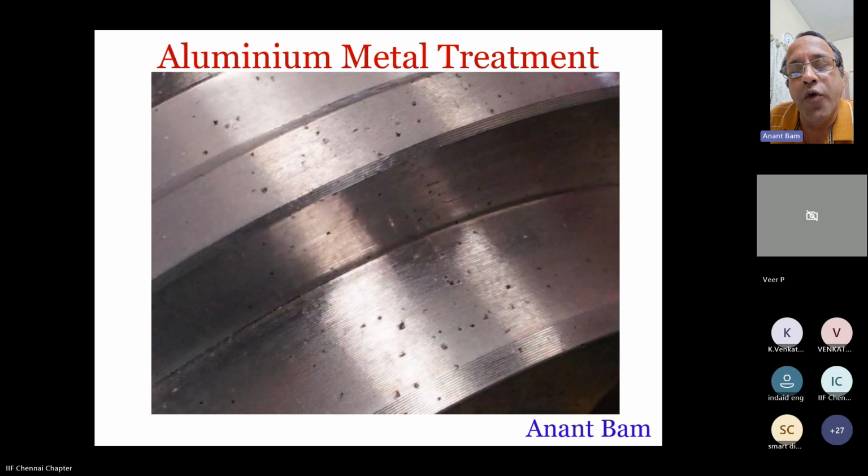So in case of humid conditions, gas pickup and pinhole porosity increases. Next slide, please.